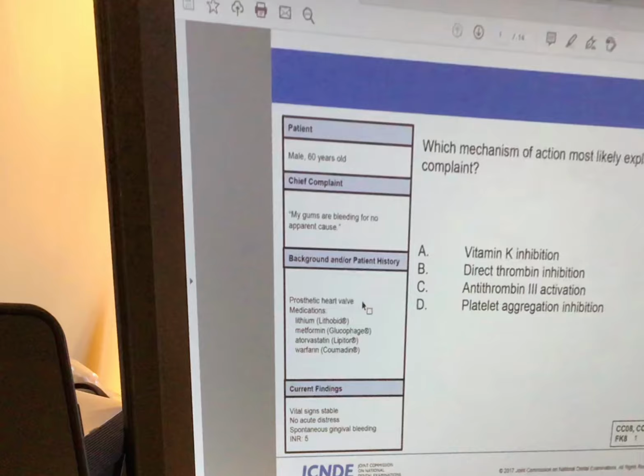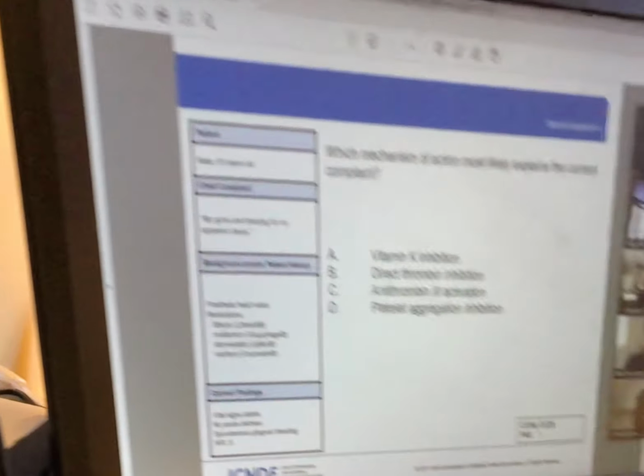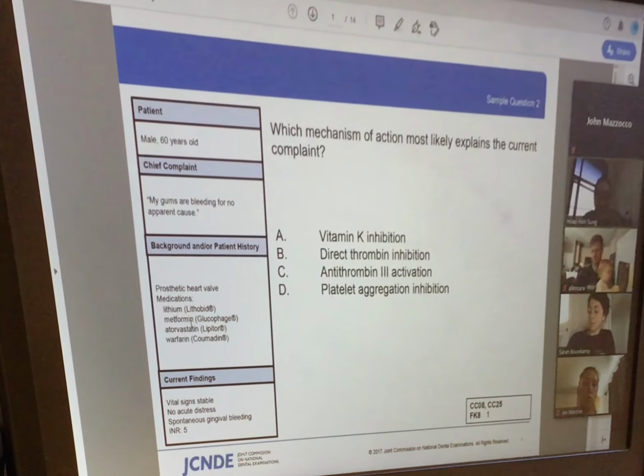Heart valve, the concern would be that we have to consider the pre-medication. So you have a patient with a prosthetic heart valve, then we say, okay, this patient is going to need pre-medication. Let's see the list of medication the patient is under.